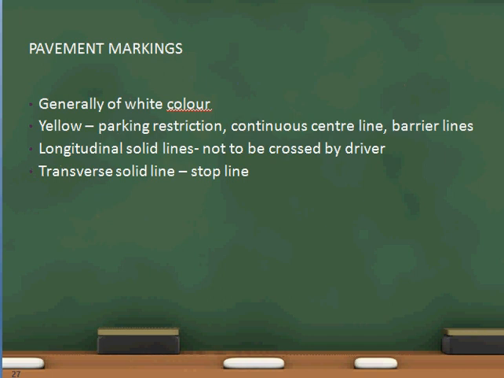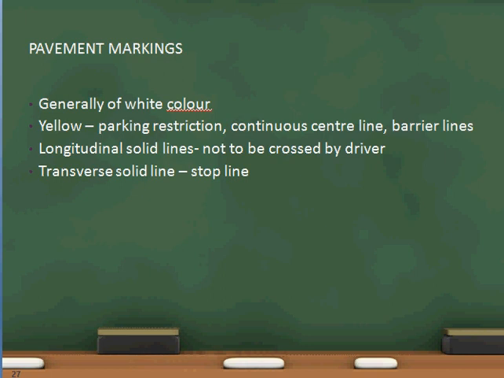Pavement marking means marking on the road pavement, and generally it will be white color. If there is any parking restriction, you will provide yellow color, with continuous center line, and barrier lines will be provided with yellow color. Then if you have longitudinal lines, that is center lines, if it is a solid line without breaks, it means the driver should not cross that continuous line.